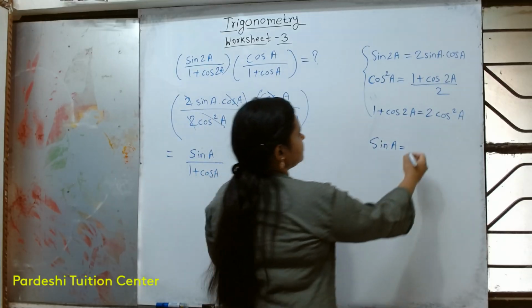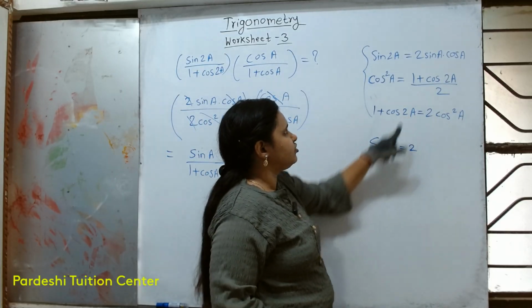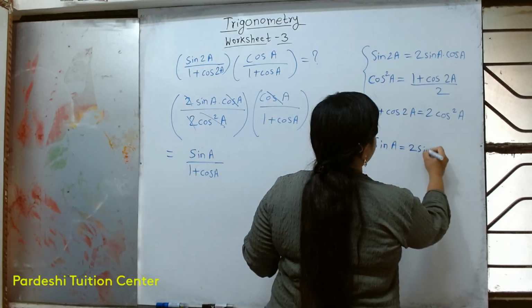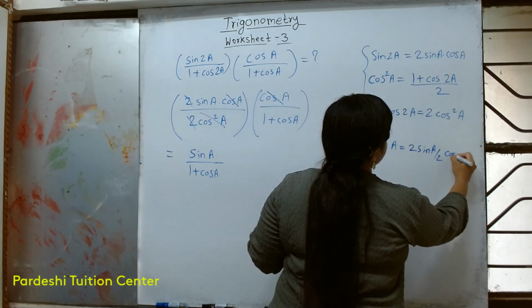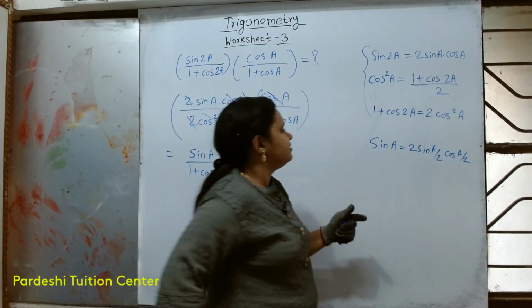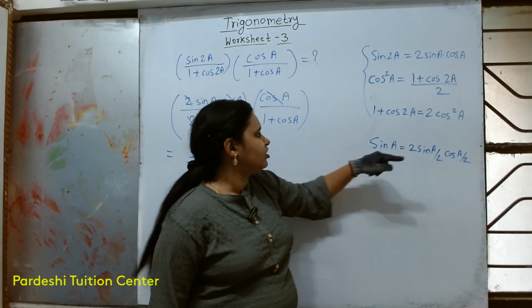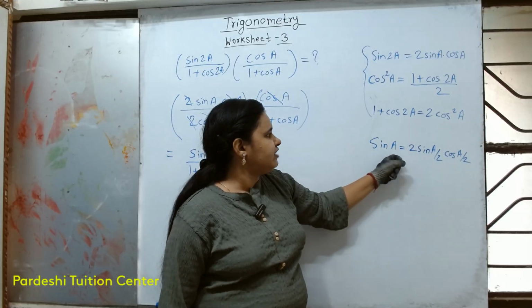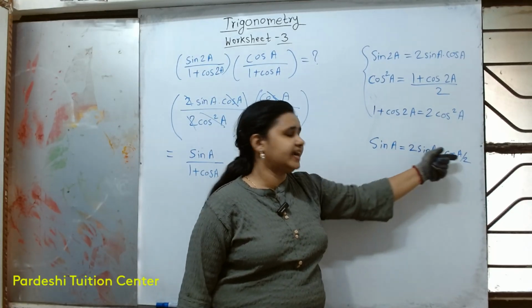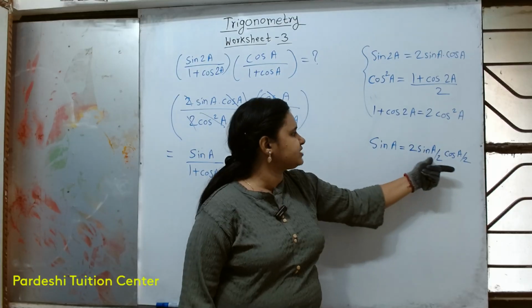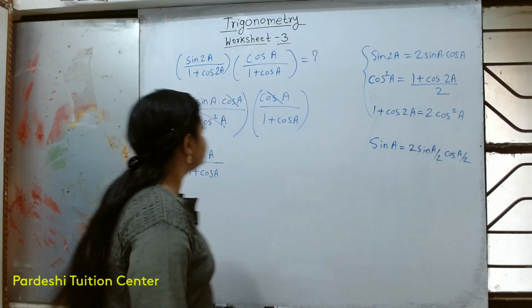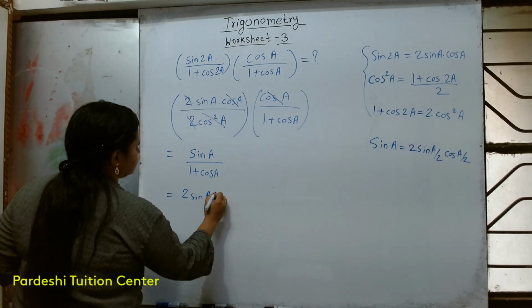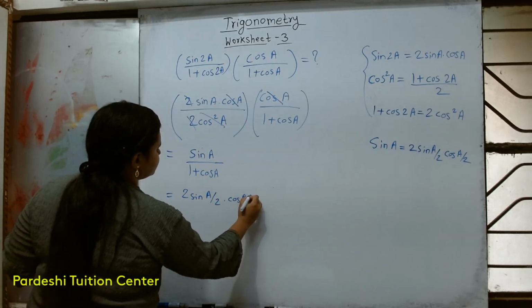So the angle is halved, so we will also take the half of this, A by 2. So it will be 2 sin A by 2 cos A by 2. We can also learn it, or you can calculate from this. Here the angle was double, we have halved, so the angle on the right hand side will also be halved. So sin A will be 2 sin A by 2 into cos A by 2.